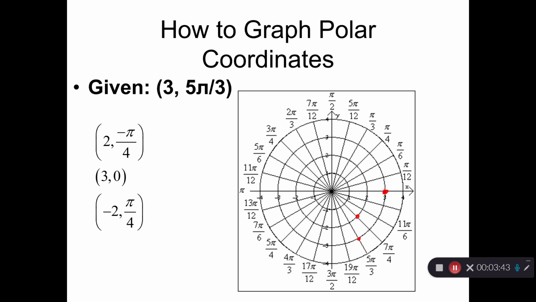And negative 2 comma pi over 4. I've seen a few different texts do this a couple of different ways. I'm going to show you how I like to do it. I'm going to start at the pole once again. I'm going to go to the left 2, so there's my negative 2 right here. And then I'm going to go positive pi over 4, which means counterclockwise, pi over 4 units. So I'm at pi, so I need to rotate until I get to 5 pi over 4. So I'm going to switch back to my pen, and I'm going to place the dot right there.